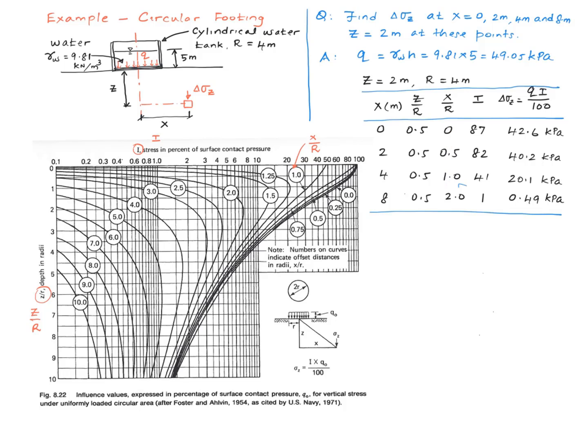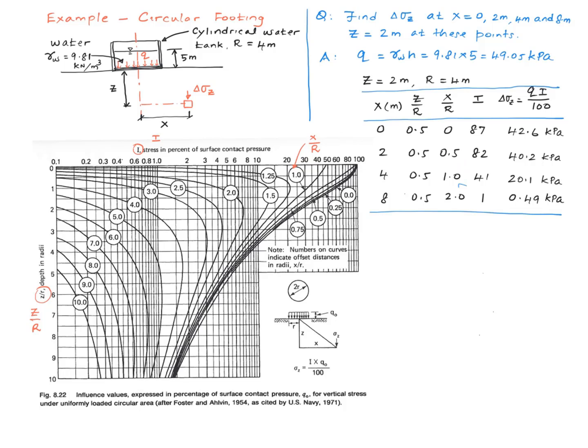And the next column has the ratio between X and R. When X is 0, the ratio is 0. When X is 2, we have 2 over 4, which is 0.5, and so on. So you calculate the rest of it similarly. Then for each of these pairs, we go to the chart and find the influence value. Let me just do it for one of them. Let me just take this third point right here, right?